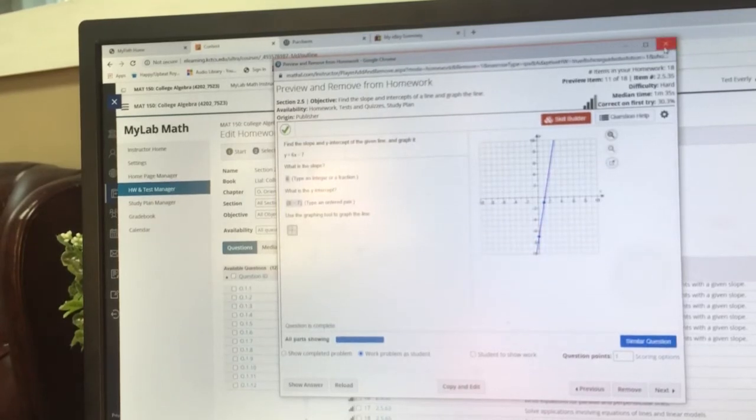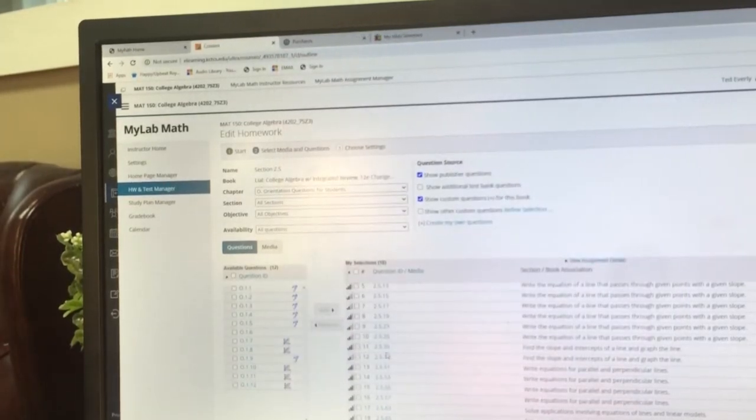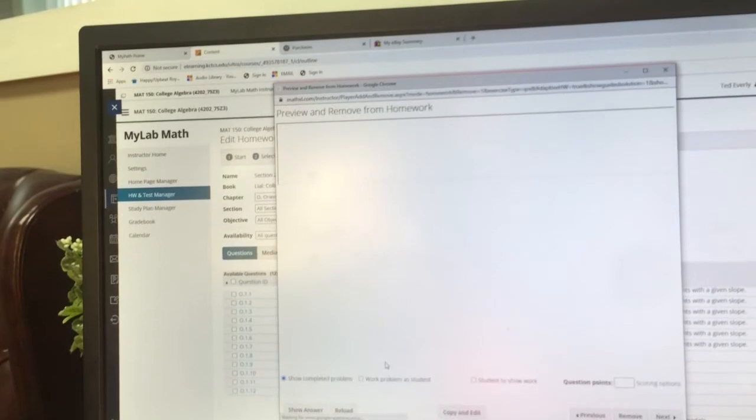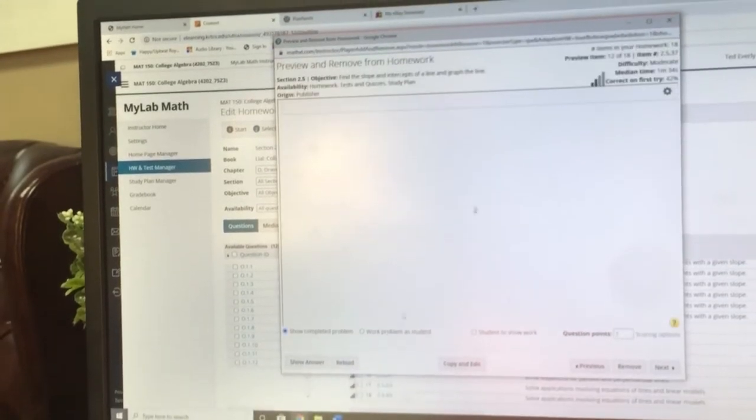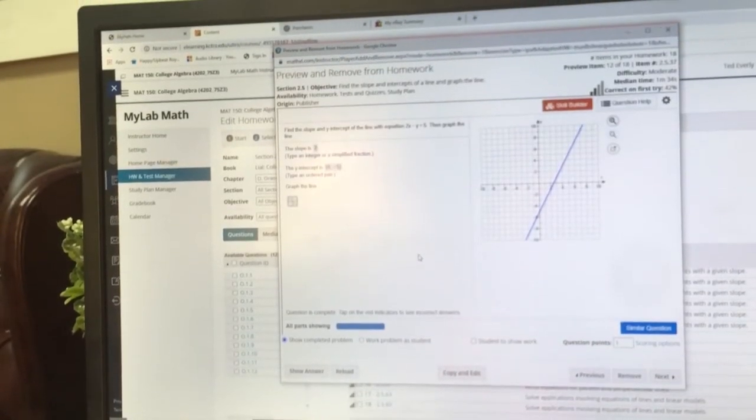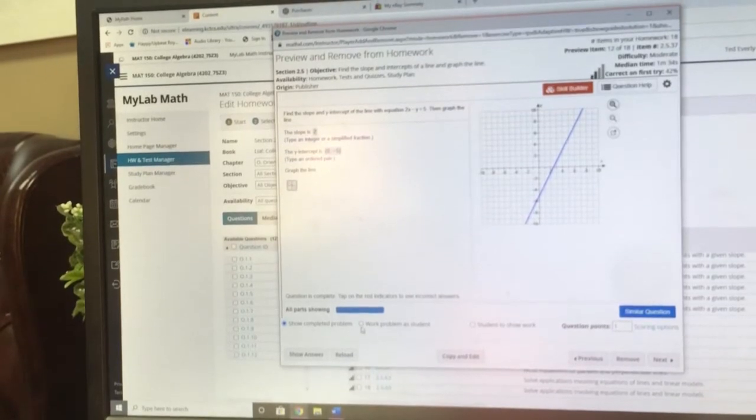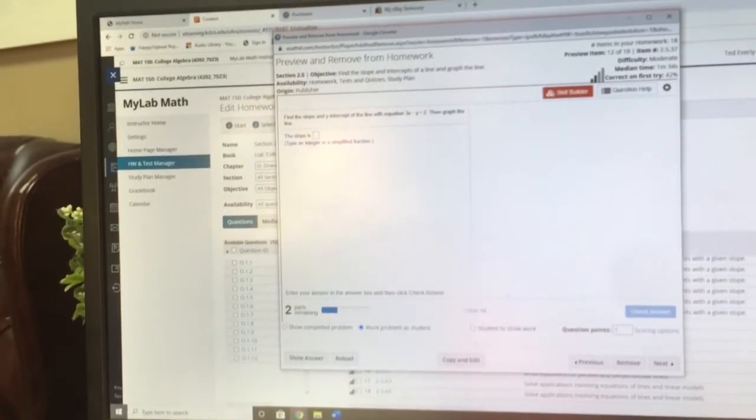Okay. That was number 11. We did 2 number 11s. Here's number 12. Okay, that one's already been done. We'll do another one. All right.